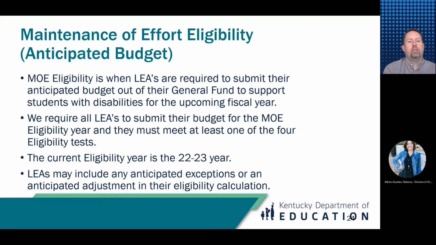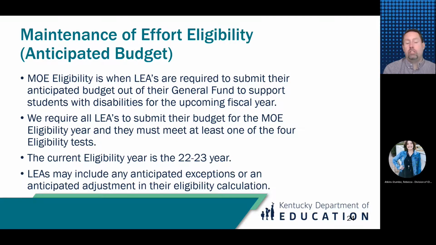So with MOE eligibility, you submit your anticipated budget out of your general fund for whatever the upcoming year is around students with disabilities, and you just have to meet one of the 4 tests, and that's just budgeting enough. So if you don't meet a test, you just want to make sure and budget enough to meet one of the 4 tests. And if, throughout the year you end up not meeting those exact numbers, that's okay.